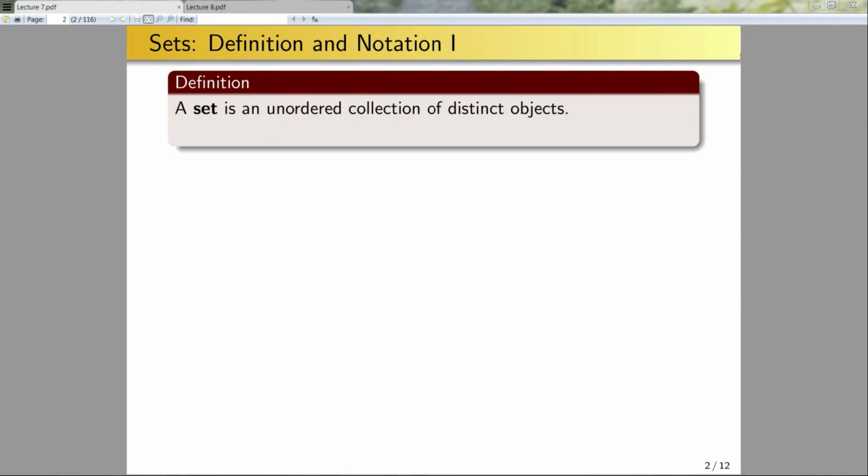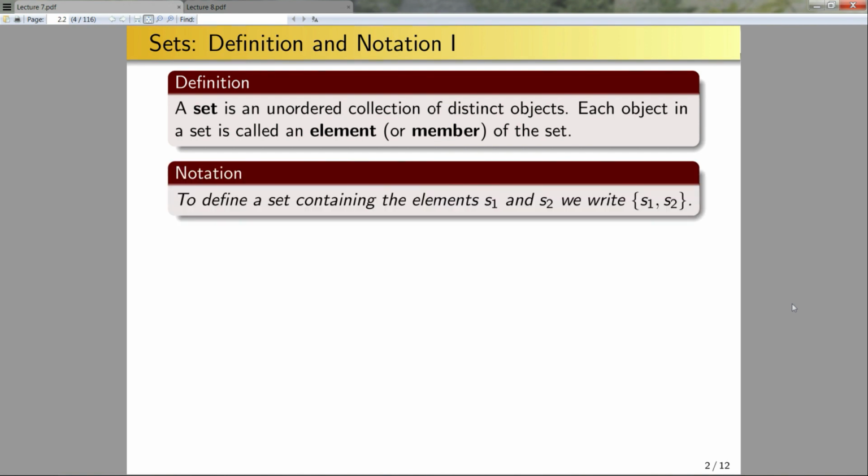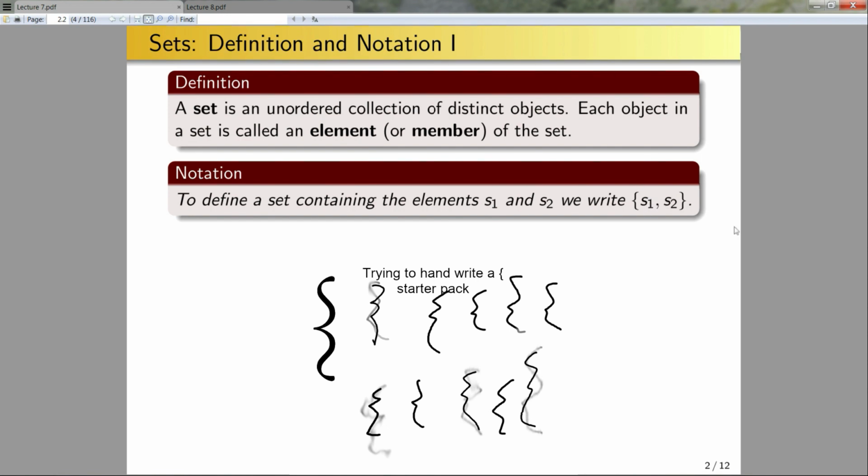So what is a set? We're going to define a set to be an unordered collection of distinct objects. So there's two main ideas here, unordered and distinct. Each of these objects in the set we're going to refer to as a member or an element of the set. Now let's give some notation for sets. To define a set containing the elements S1 and S2, I write curly bracket S1, comma S2.